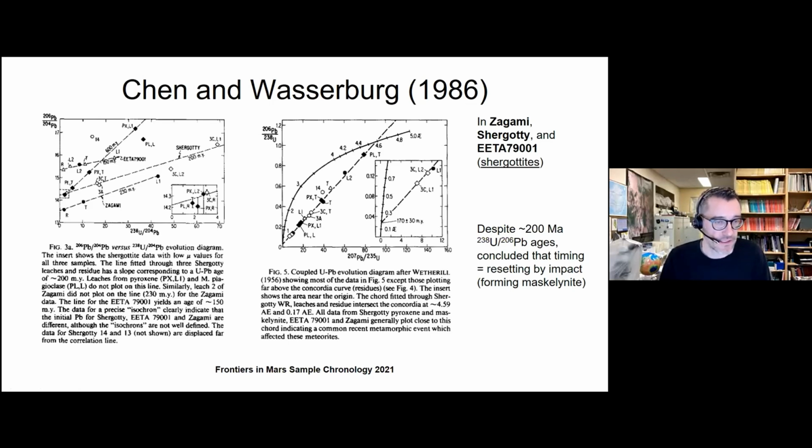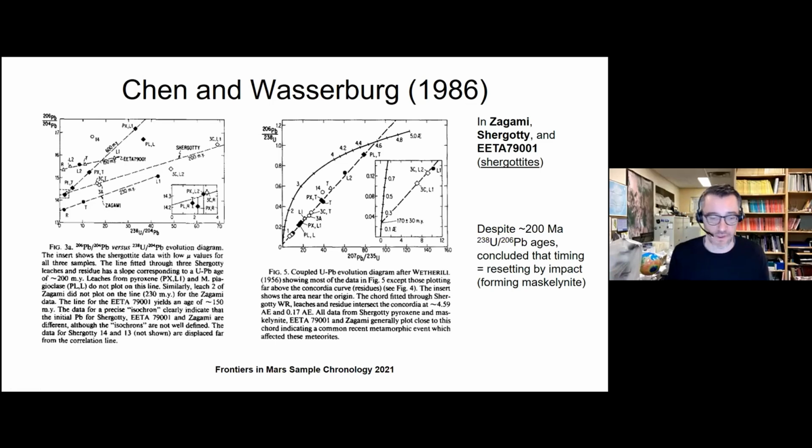But they noted that things like the maskelynite and the plagioclase don't plot on the lines. They also noted that, for example, over here on the right, the intersects of the Concordia were at about 4.5 billion years and about 170 million. And so despite the relative consistency of these ages as being around 200 million years, they nevertheless concluded that the timing of 200 million was the timing of resetting by impact, forming the maskelynite, for example, and that the actual formation age, the crystallization age, was 4.5 billion.